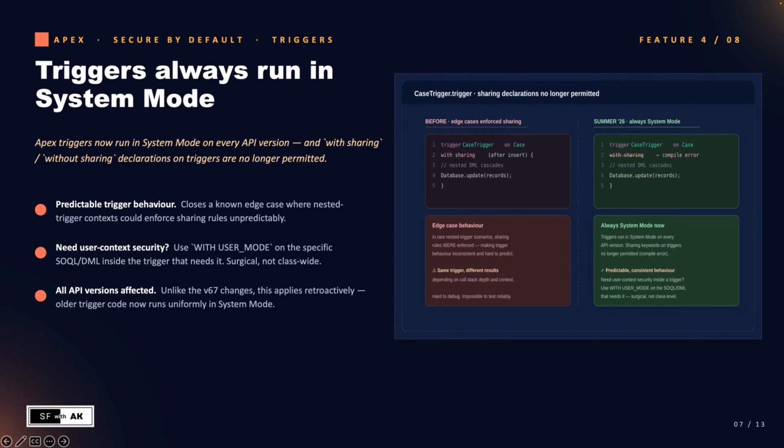Okay, the next update is triggers will always run in system mode now. And this behavior is not for version 67. It will implement to all the API versions. And to implement the user security settings, you either need to use with user mode or you need to add the business logic to a trigger handler, because in trigger, it will always be system mode. Okay, let's see the next update.